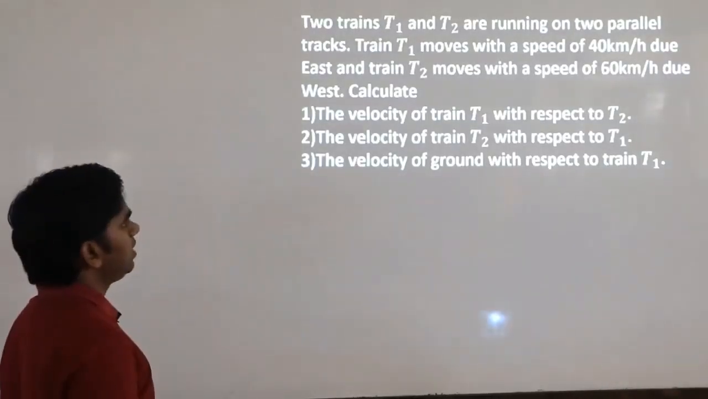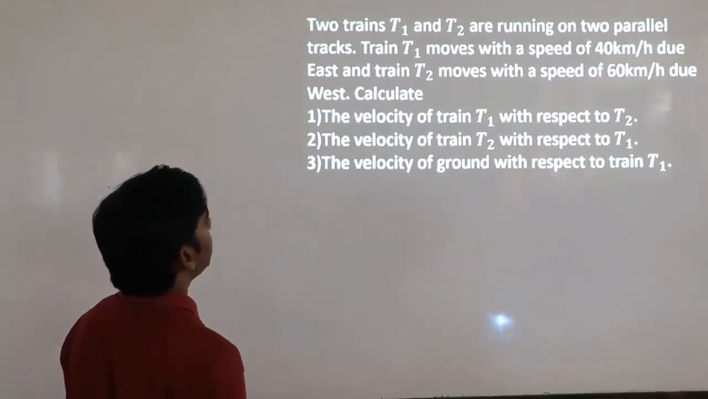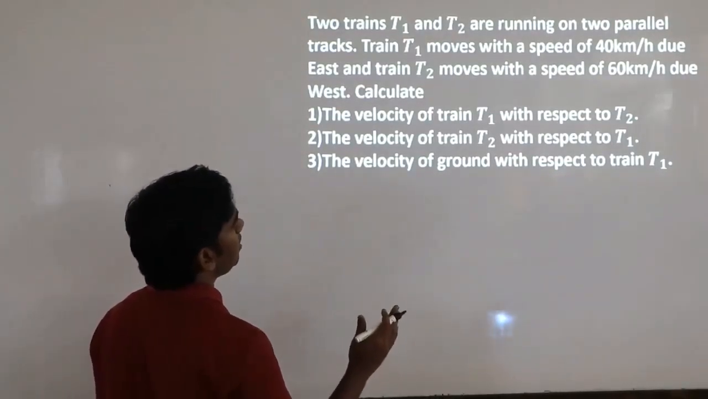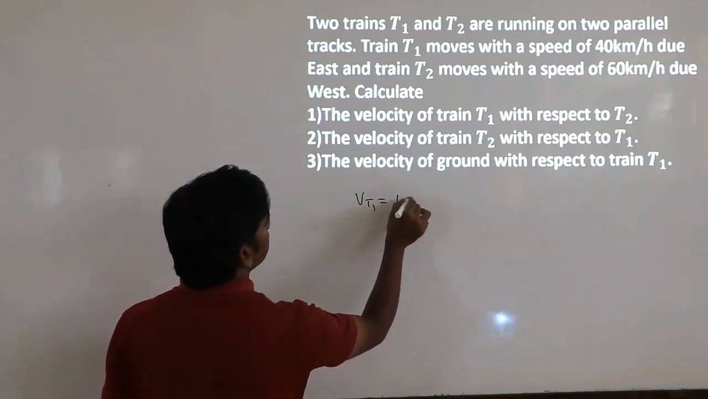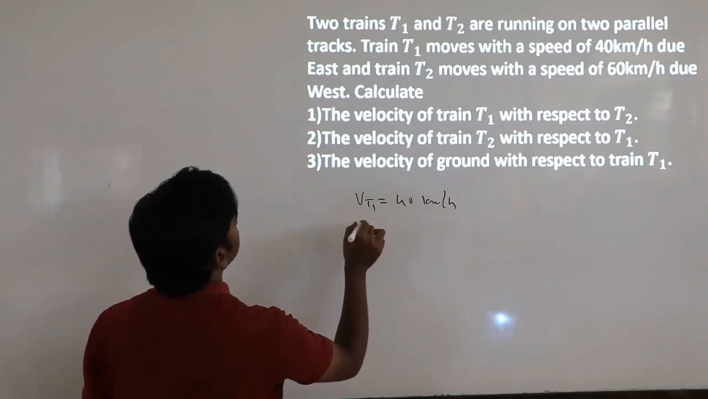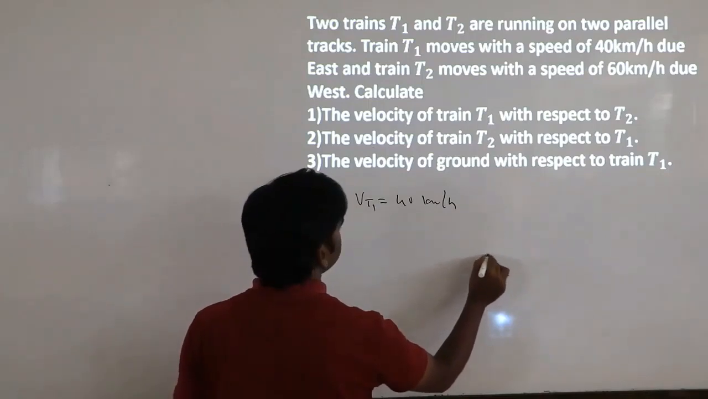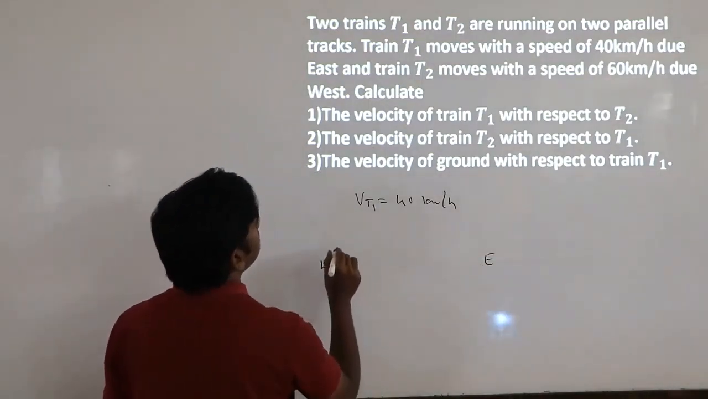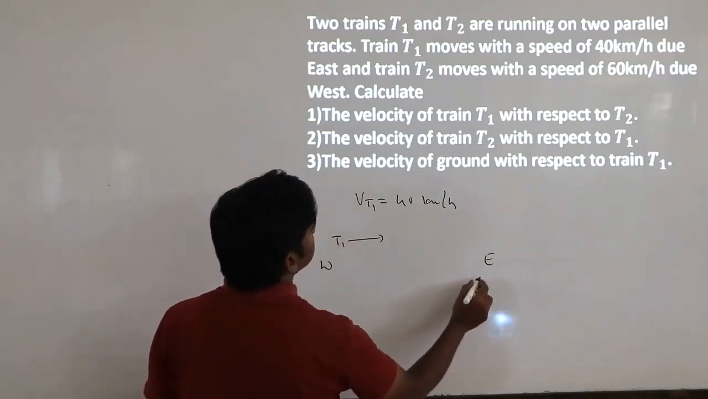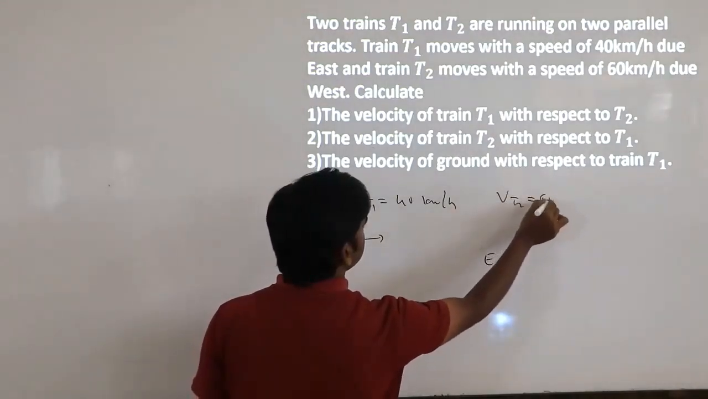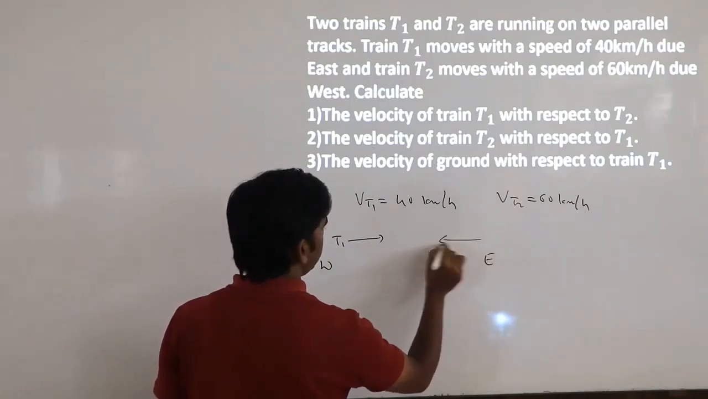So next question, again based on relative velocity. Two trains T1 and T2 are running on two parallel tracks. T1 moves with a speed of 40 km per hour, so the velocity of train T1 is 40 km per hour in the east direction. Take this as east and this as west. T1 is moving in the east direction, and T2 is moving at 60 km per hour, but in the due west direction.